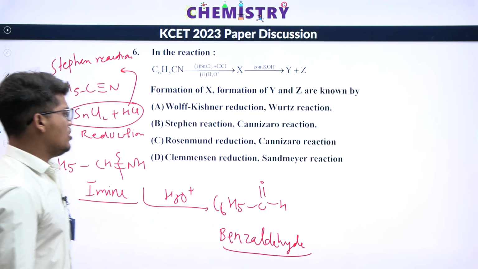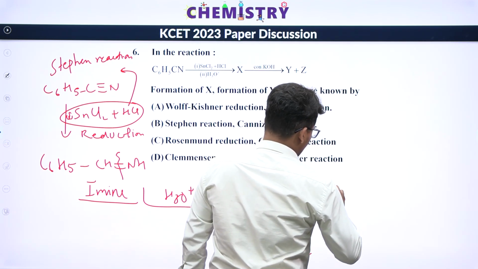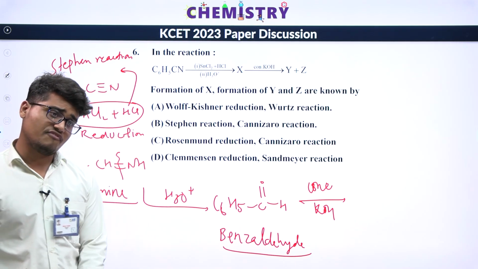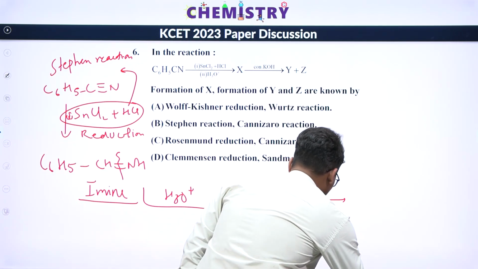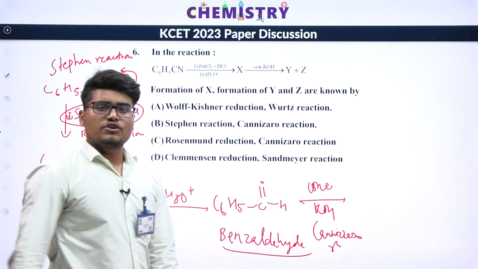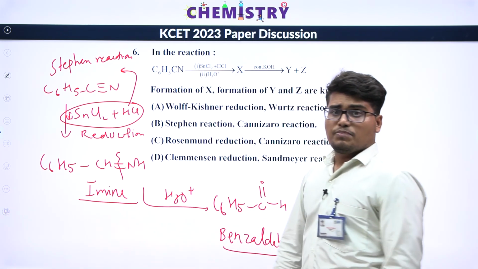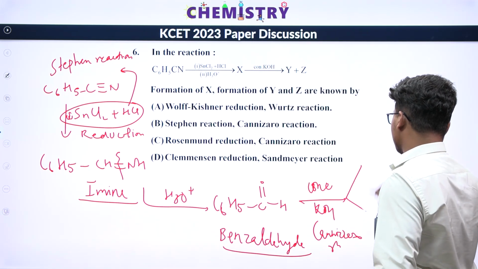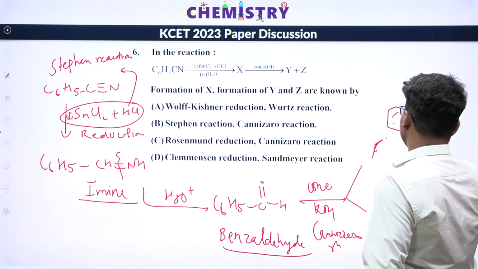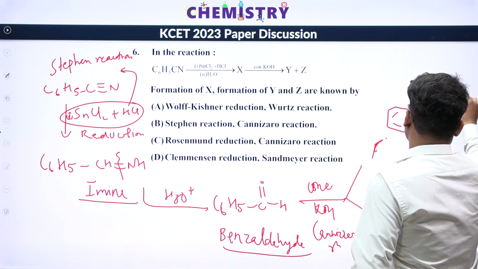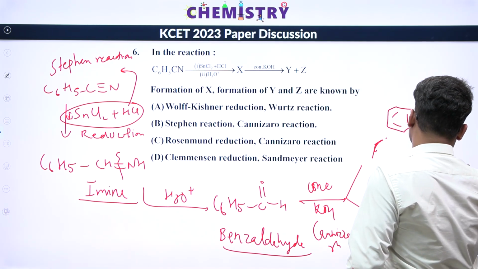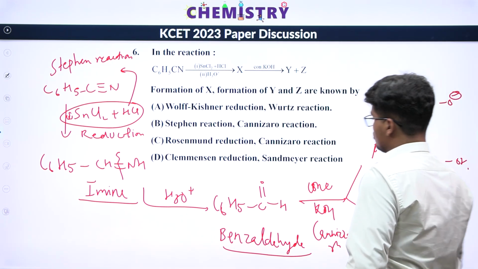So benzaldehyde on reaction with concentrated KOH. What do you mean by concentrated KOH? You know a famous reaction called the Cannizzaro reaction. We know this is a type of disproportionation reaction, and it will convert the benzaldehyde into a carboxylic acid and an alcohol. Basically it is giving two products.